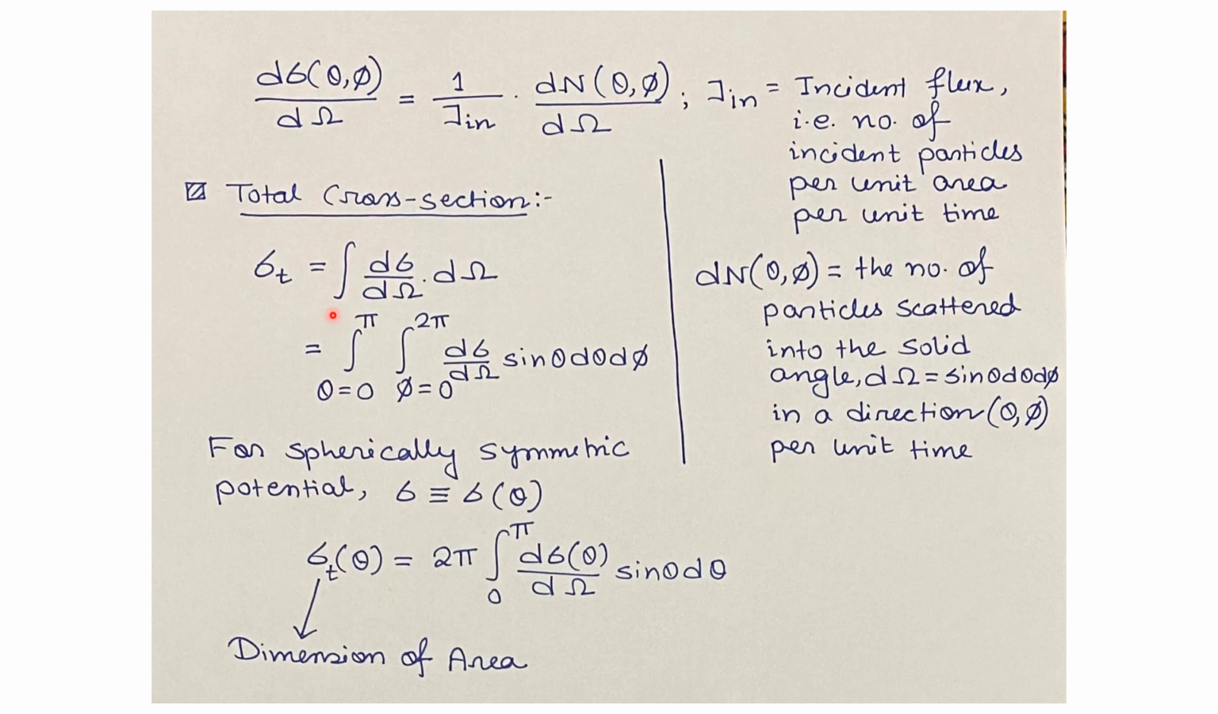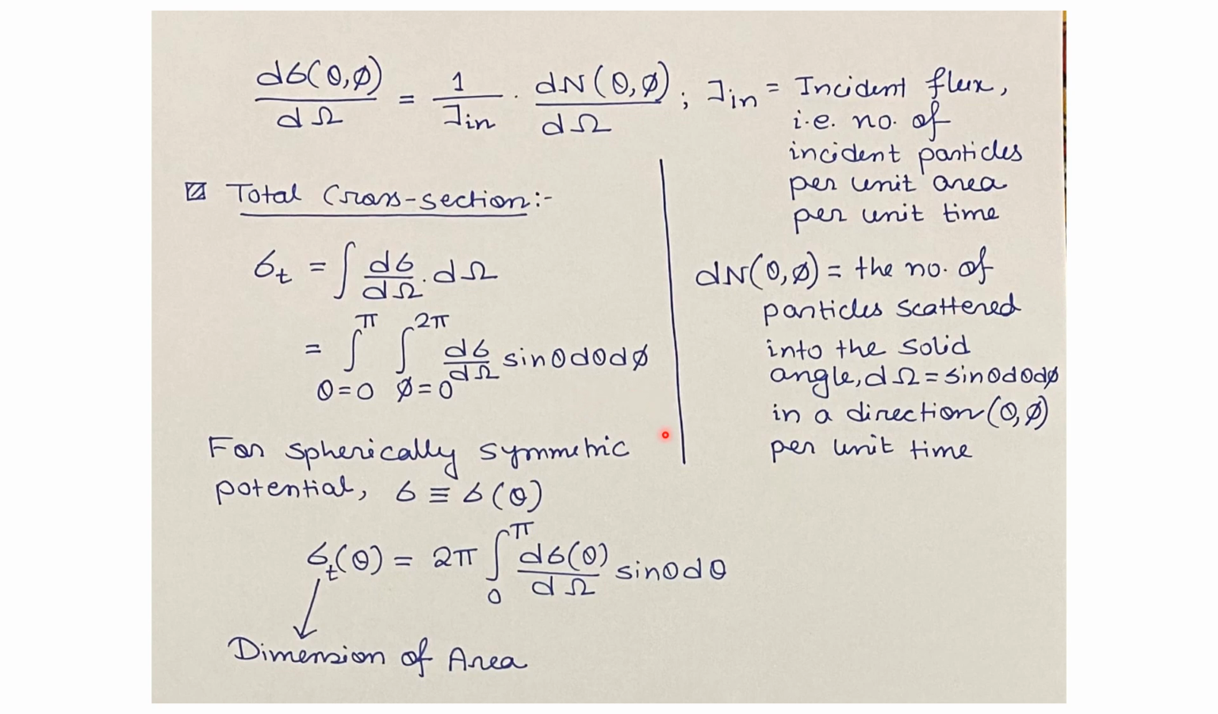So this integration will run for theta and phi, and theta ranges from 0 to pi and phi ranges from 0 to 2 pi in this spherical polar coordinate, and inside the integration we will have dσ/dΩ times dΩ, which will give this term sin theta dθ dφ.